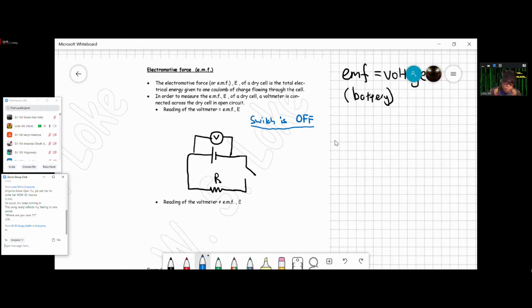So at that moment, the voltmeter reading, bacaan voltmeter pada ketika itu, adalah dianggap sebagai satu EMF. It's considered as an EMF. You know what I'm trying to say or not? That means that at that moment, when you connect like that, you touch with the battery.